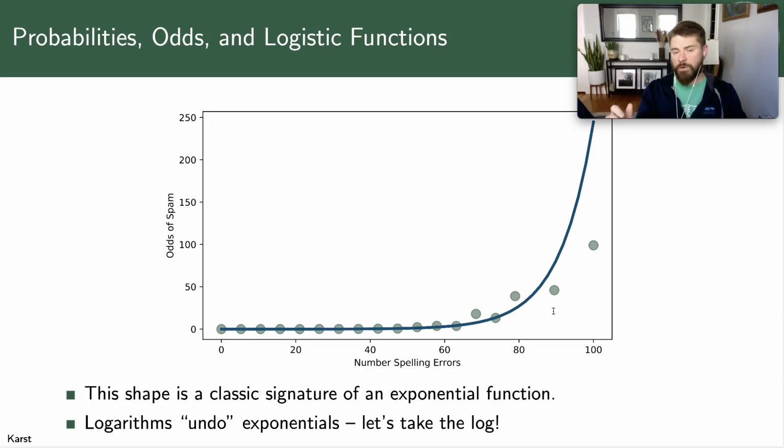So here's what I propose. We don't look at the yes-no of whether it's a spam message or not. We don't look at the probability of this being a spam message. We don't look at the odds of it being a spam message. We look at the log of the odds of it being a spam message and see what we get.